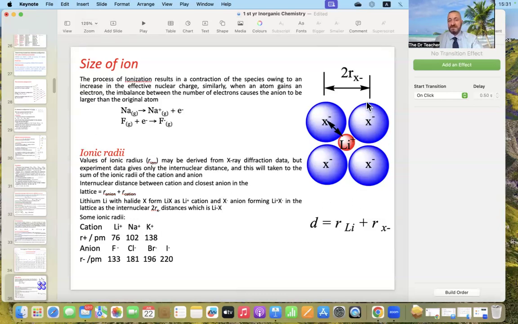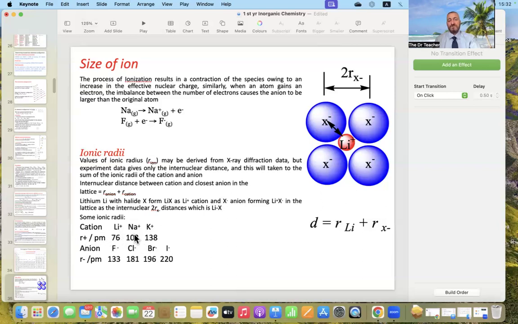But they will form a structure, a crystal, and there is a distance between the two radii of the Li-X. This is measured using X-ray diffraction data. So for the distance between them, we have to consider the radius of the lithium cation plus the radius of the halogen or halide anion. So it has been measured, and there are values for each of them.